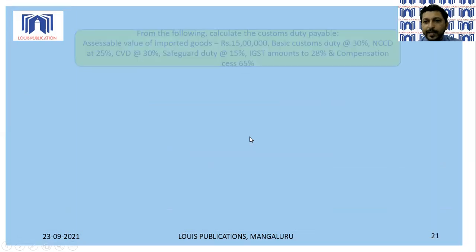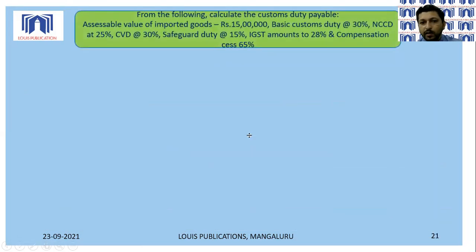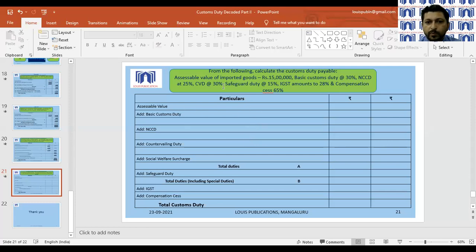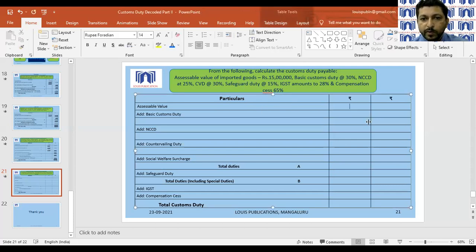Now let's take an example where we will solve this particular problem. We have a problem right here, and we will try solving this particular problem. From the following, calculate the customs duty payable. Assessable value of imported goods is 15 lakh. Basic customs duty at 30%, NCCD at 25%, CVD at 30%. Then we have safeguard duty at 15%, IGST amounts to 28%, and compensation cess at 65%. So let's solve this particular problem.